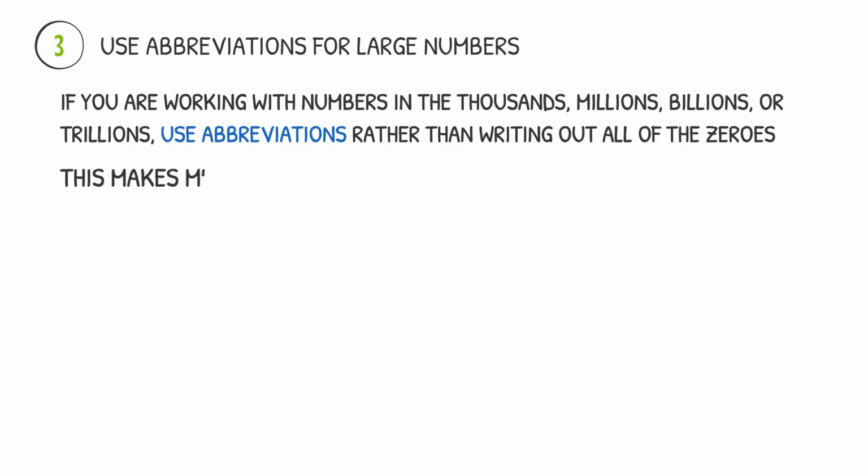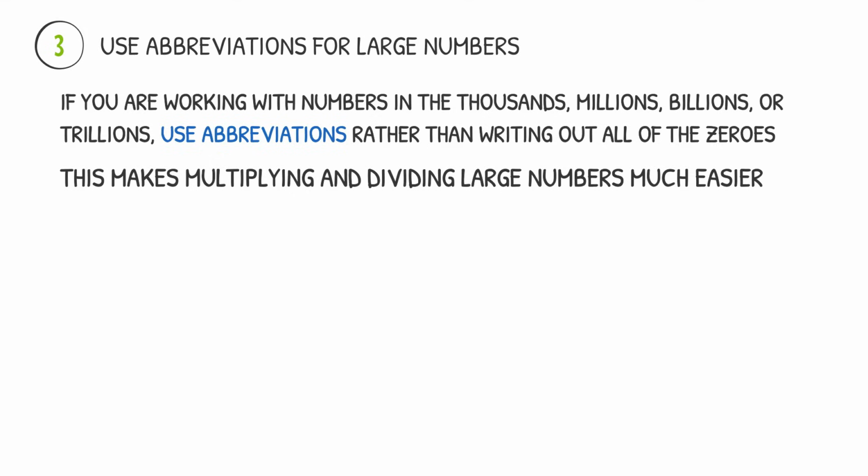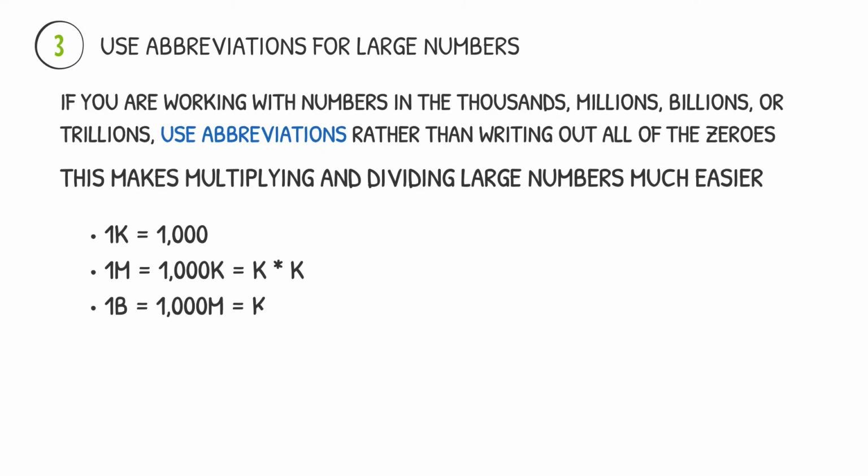This makes multiplying and dividing large numbers much easier if you know the shortcuts for multiplying and dividing by these abbreviations. You should know that 1K equals 1,000, 1M equals 1,000K or K times K, 1B equals 1,000M or K times M, and 1T equals 1,000B or K times B or M times M.